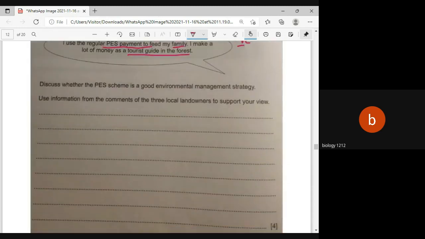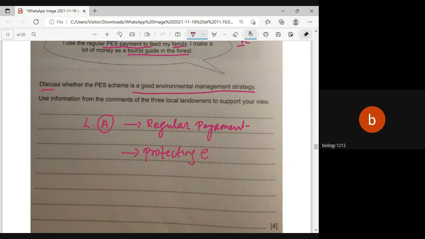So what is your information here? Use the info. So discuss whether the PC scheme is good. Is it good? Of course it is good. Why? According to landowner A, first thing, a regular payment. And he is also protecting the environment. Right? Okay, that's 2 points here.